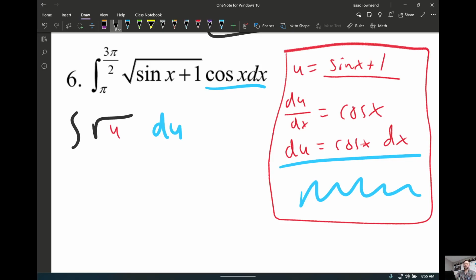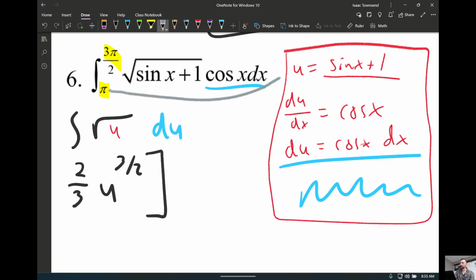And so we're still going to integrate this the same way. We're going to raise the power by 1, divide by the new power, and then evaluate it. But we are not evaluating from pi to 3 pi over 2, because that's when it was in terms of x. We are in terms of u. So you got to plug pi into this statement. When x is pi, u would be 1. The sine of pi is 0. Add 1 to that, you get 1.